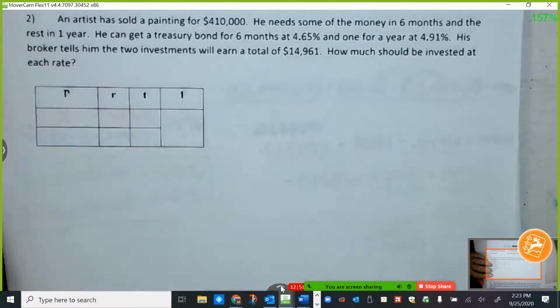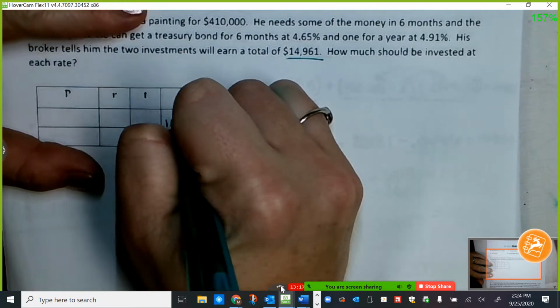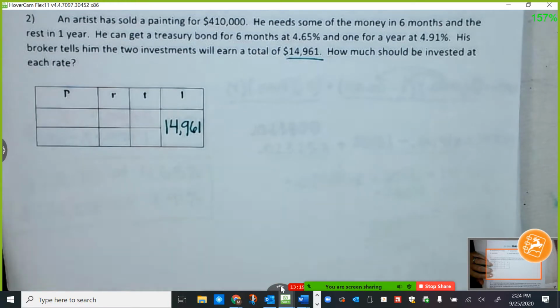So an artist has sold a painting for $410,000. He needs some of the money in 6 months and the rest in 1 year. He can get a treasury bond for 6 months at 4.65% and one for a year at 4.91%. His broker tells him the two investments will earn him a total of $14,961. How much should he invest in each rate? So we know the total right off the bat. That's the total amount he's going to get back after that 6 month and a year combined.